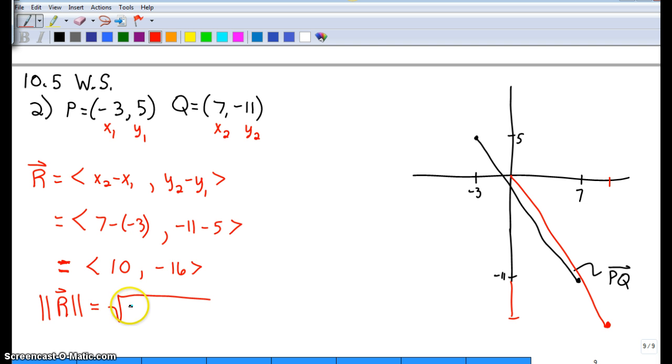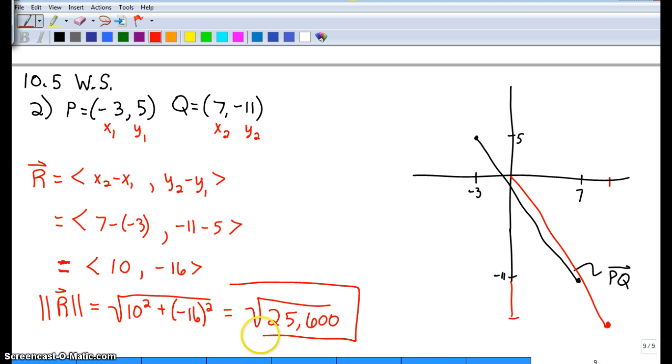Last thing it's going to ask for is the resultant, or the magnitude of the resultant, which in this case is the square root of 10 squared plus 6 squared, which is the square root of a very large number. Be 25,600 to be exact. So a question like that on the test is going to say find an equivalent vector. Okay, done. And then find the magnitude of that equivalent vector. Square root of 25,600. So that's it.